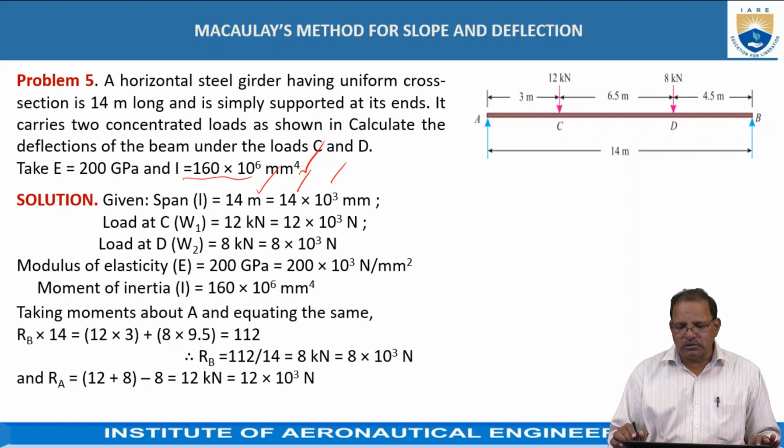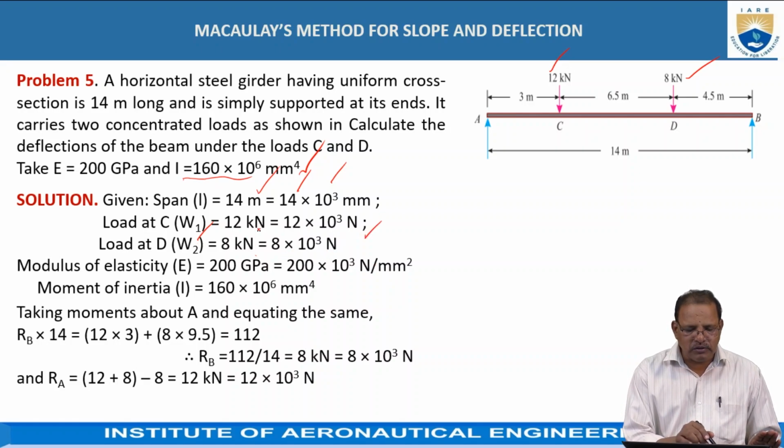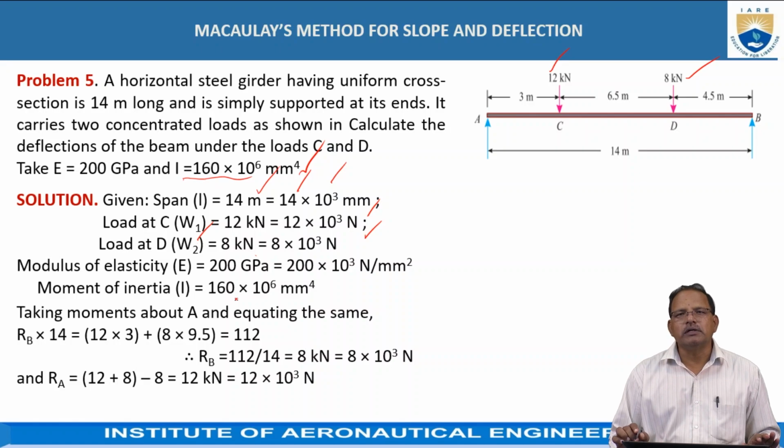So the load at C, according to this figure, is 12 kilonewtons, and the load at D, which we are calling W2, is 8 kilonewtons. 8 kilonewtons means 8 into 10 to the power of 3 newtons. Similarly, 12 kilonewtons equals 12 into 10 to the power of 3 newtons. Modulus of elasticity is equal to 200 gigapascal, 200 into 10 to the power of 3 Newton per mm square. The moment of inertia is equal to 160 into 10 to the power of 6 mm to the power of 4 now.